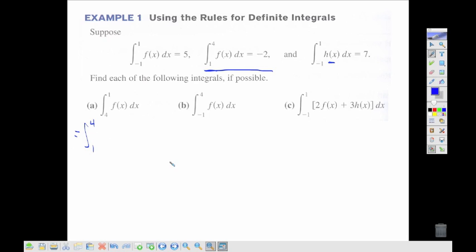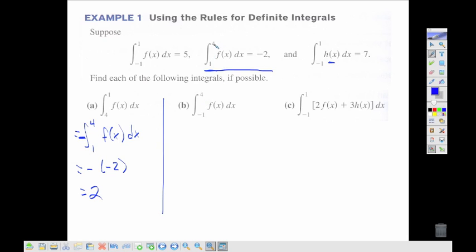Now in order to do that, I will need to make this negative. So I have the 1 to 4 f of x being negative 2, and that was the negative of this, so I'm going to get 2 from that. In the next one, we have negative 1 to 4.